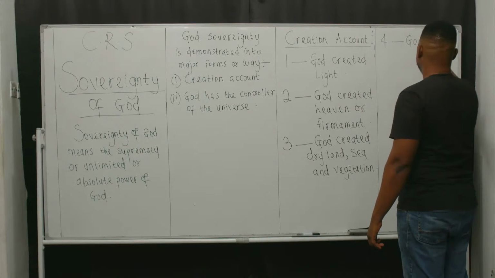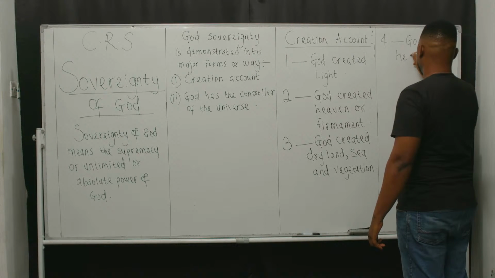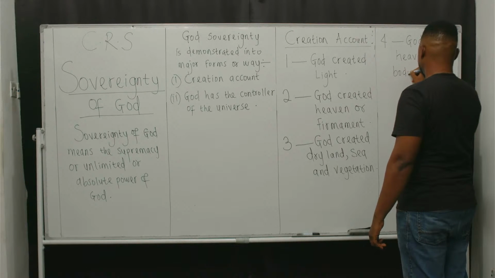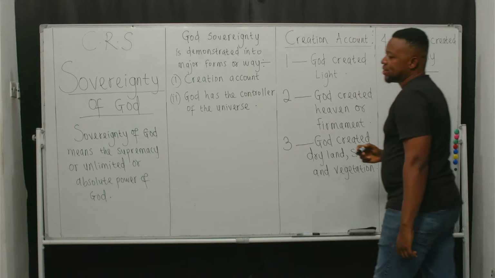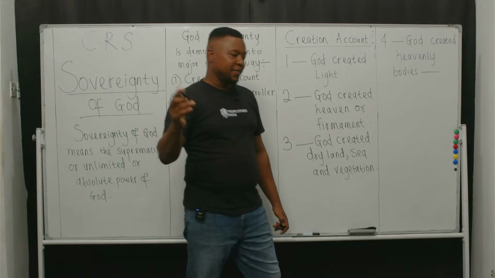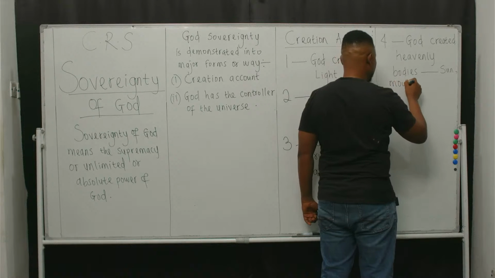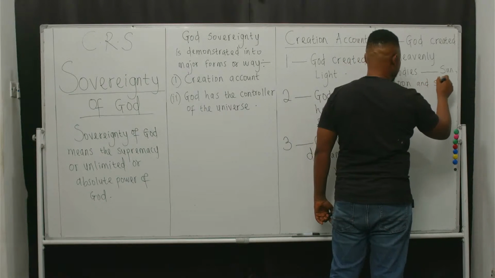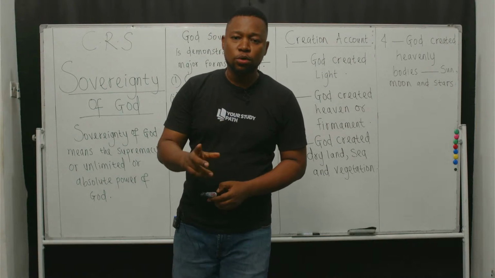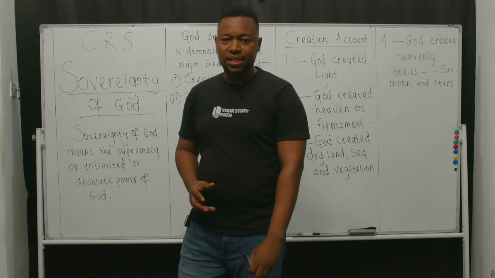God created heavenly bodies. God created heavenly bodies. Now, you need to understand what is meant by heavenly bodies. When we say heavenly bodies, we're talking about three things: the sun, moon, and stars. The sun, moon, and stars are referred to as the heavenly bodies. Okay?